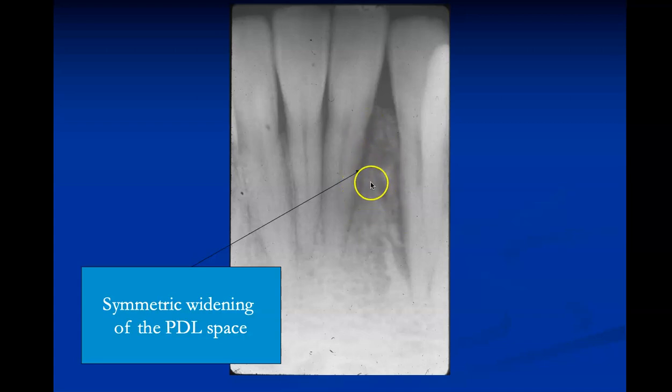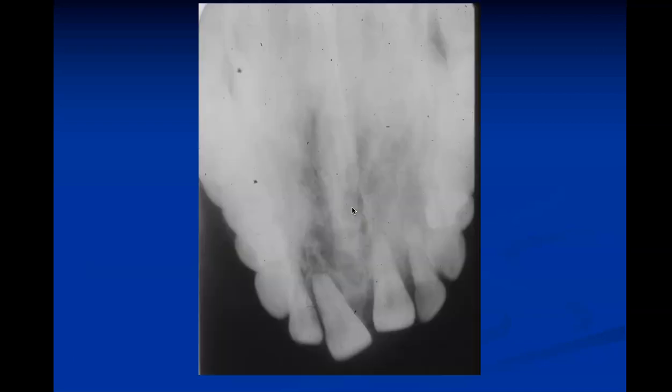The other thing is that the quality of the bone here is not normal. You can see these areas of radiolucency, and even here, some radiolucency coming from the PDL space here. So all in all, this area was a little bit suspicious in general, but the symmetric widening of the PDL space is also extremely suspicious.